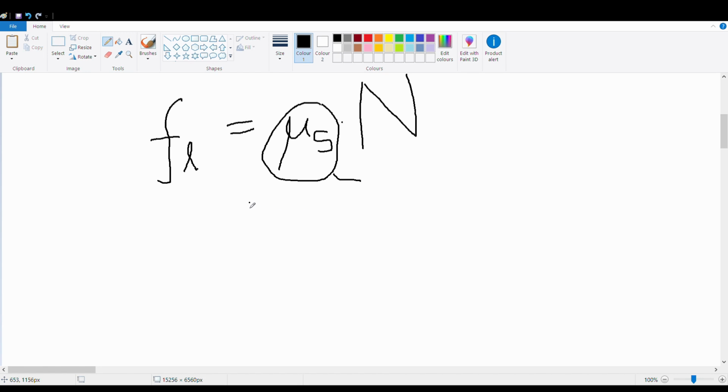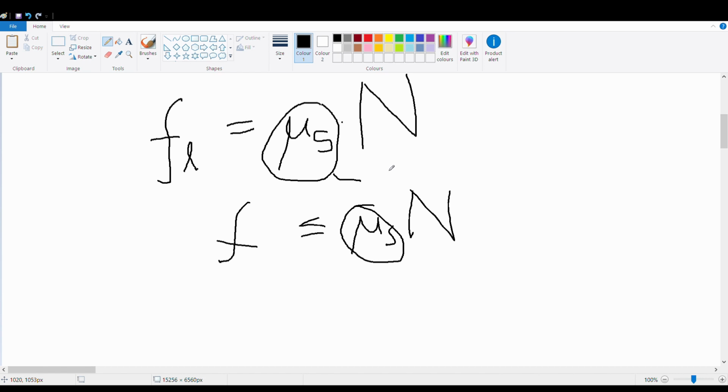In general, we say that the friction is less than or equal to μs times N. That is, this is the maximum value that static friction can have. As you might have already guessed, μs is not a constant. It has different values for different pairs of materials.